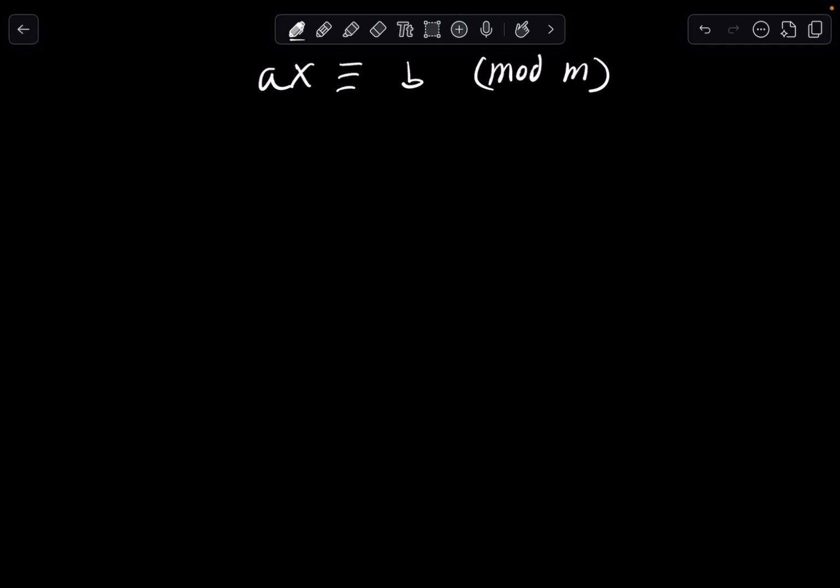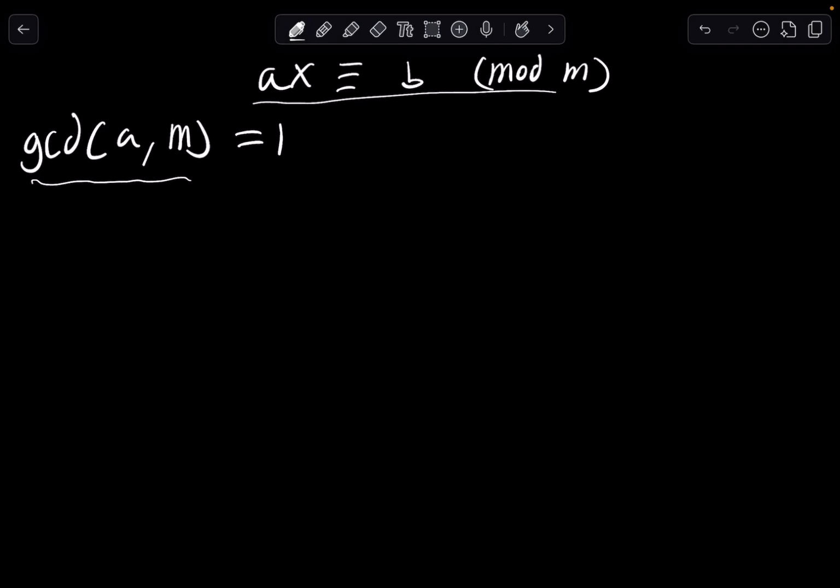If you recall, to know whether or not a modular inverse exists for an equation like this, what we need to do is check that the GCD of A and M equals 1. A modular inverse exists if and only if this GCD equals 1. Now, let's say that A and M are relatively large numbers, difficult enough that we do not want to just guess and check. Then we'll use the extended Euclidean algorithm. And even finding this GCD here might be difficult.